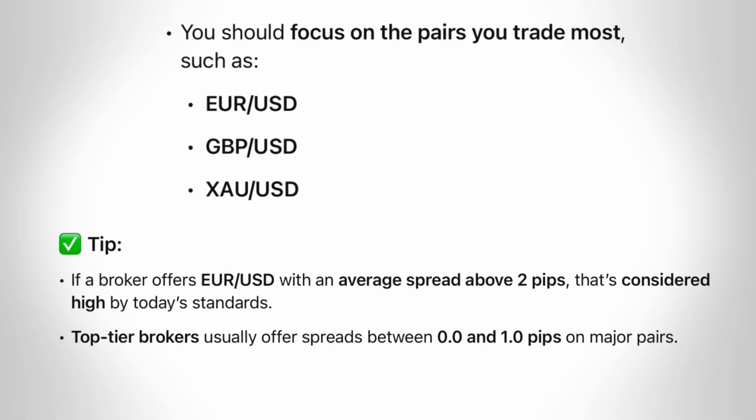Now, here's a tip. If a broker is offering Euro USD with an average spread of above 2 pip, that's high for today's standard. Top tier brokers offer 0.0 to 1 pip spread for major currency pairs.